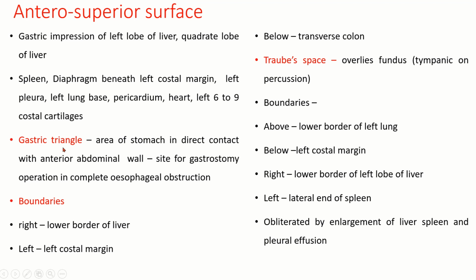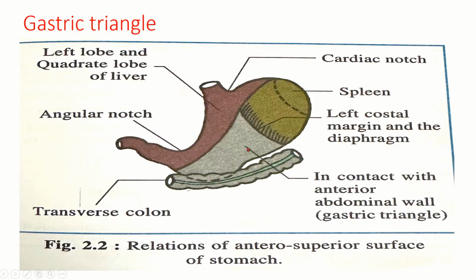Then the gastric triangle. It is the area of the stomach in direct contact with the anterior abdominal wall. This is the site for gastrostomy operation in complete esophageal obstruction. The boundaries are: on the right side, the lower border of the liver; on the left side, the left costal margin; below it is the transverse colon. I can show you here. This is the gastric triangle, which is in direct contact with the anterior abdominal wall.